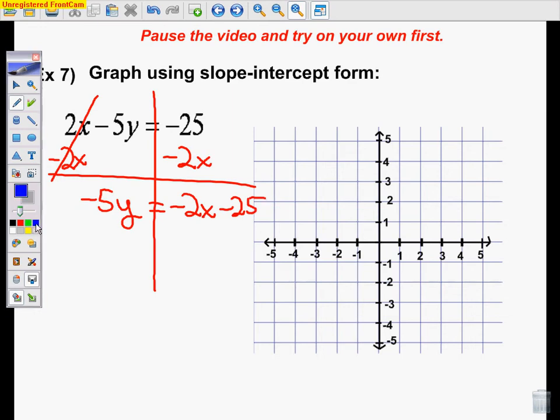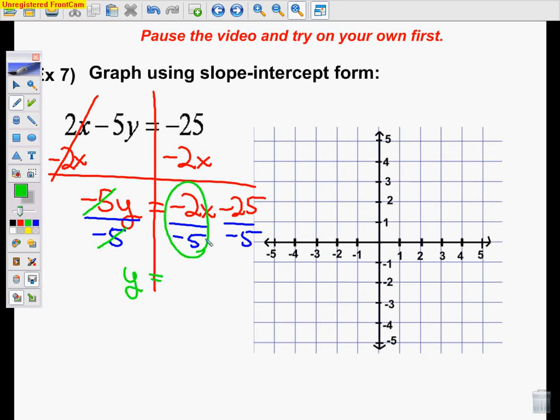Is y by itself yet? No, this negative 5 is there, so we need to get rid of that. It's being multiplied, so we divide everything by negative 5. So on the left, these negative 5s cancel out, leaving you with just y. Negative 2 divided by negative 5, well, we know a negative over a negative makes a positive, so that's positive 2/5 x. And then once again, a negative over a negative makes a positive. So negative 25 over negative 5 is positive 5. So we have a y-intercept of what? 5, and the slope of 2/5.